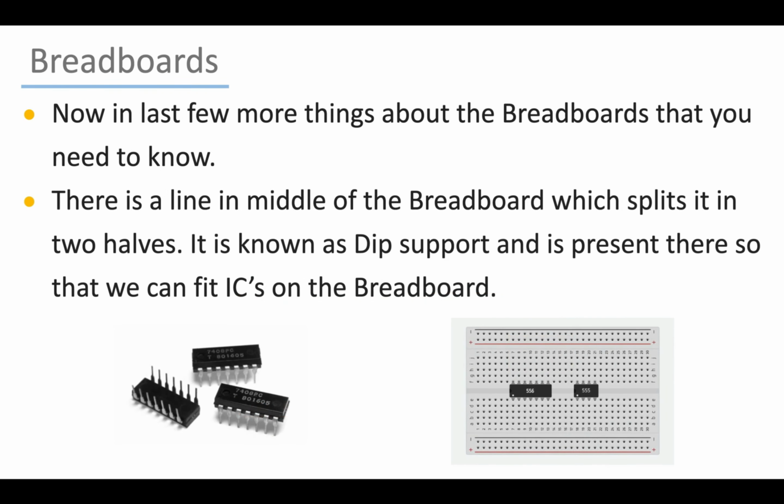Now in the last, a few more things about the breadboards that you need to know. So the first one is, there is a line in the middle of the breadboard which splits it in two halves. It is known as dip support and is present there so that we can fit ICs on the breadboard, as you can see here in these pictures. So whenever we need to fit an IC on the breadboard, we use this dip support.